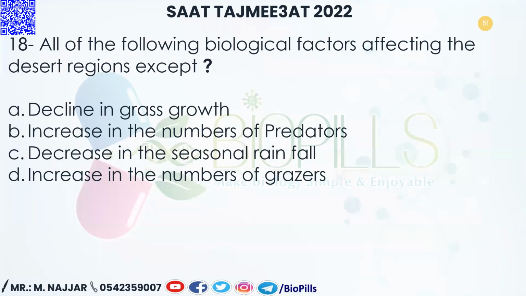Question number 18. All of the following biological factors affect the desert regions except: A, decline in grass growth; B, increase in the numbers of predators; C, decrease in the seasonal rainfall; D, increase in the numbers of grazers. Think about it. In the desert, what are the characterizing factors there? And what is the thing that is not making any effect? Exactly. Here, the correct answer is decrease in the seasonal rainfall.